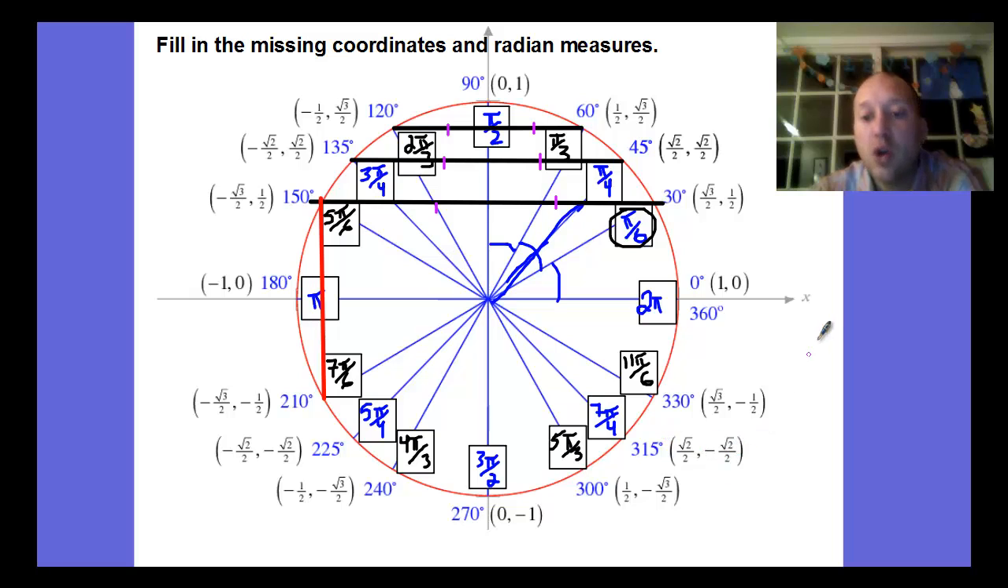So if I want to know what is the sine of 315 degrees, it's cosine, sine. This is our sine value. It's negative root 2 over 2. And so we can quickly find these values.